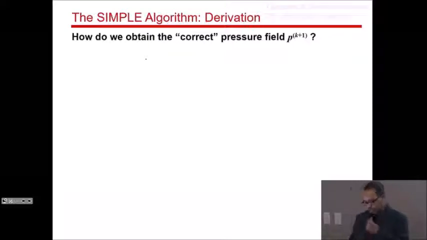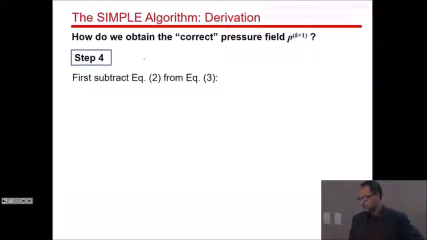Okay. Now comes the question. So this is where I'm sort of digressing from the flow of the algorithm and getting into derivation. So the big question is, we talked about hypothetically that if we have this new pressure field, we could use it to correct the velocity. But what is this pressure field? How do we get it? And this is where the velocity pressure coupling comes in.